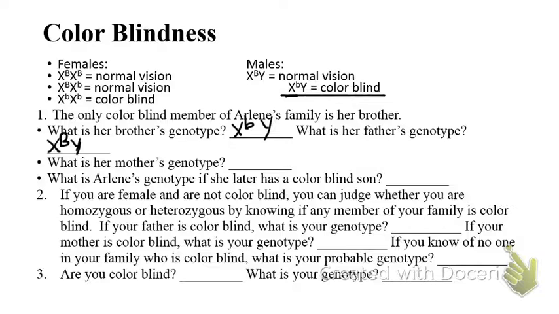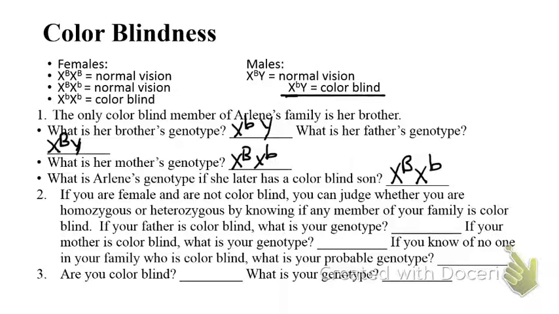What is the mother's genotype then? Well, she had to be carrying the colorblind gene on the X chromosome, and that's the one that she would have given to Arlene's brother. And her mother was not colorblind, so she is heterozygous. What is Arlene's genotype if she later has a colorblind son? Well, Arlene is not colorblind. That means that she does have a normal gene. And if she has a colorblind son, it means that she was carrying the colorblind gene and passed it down to him.